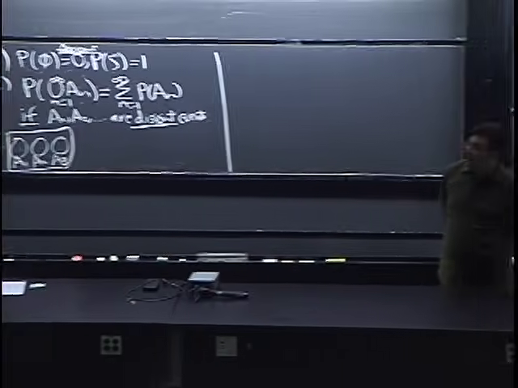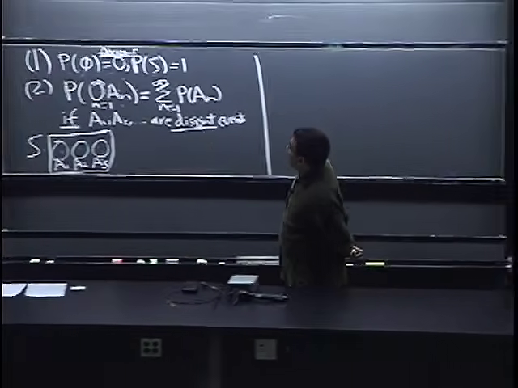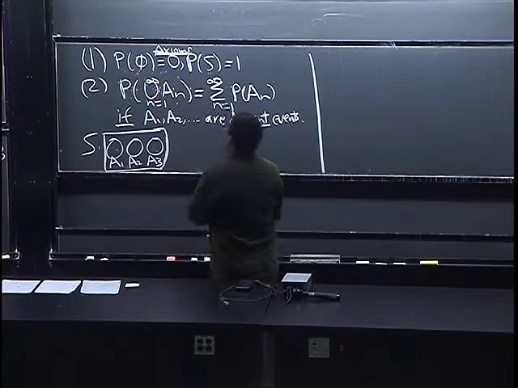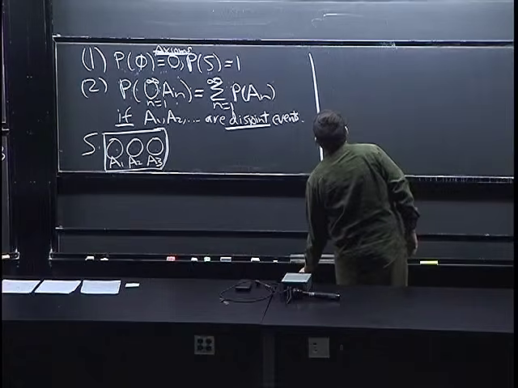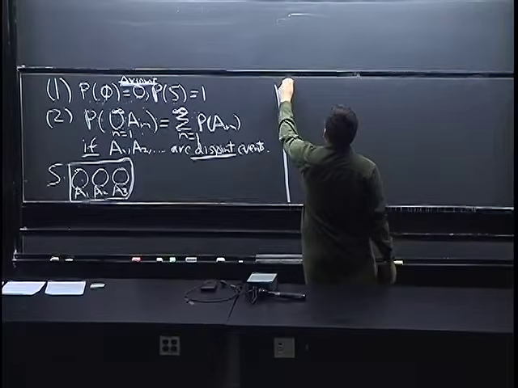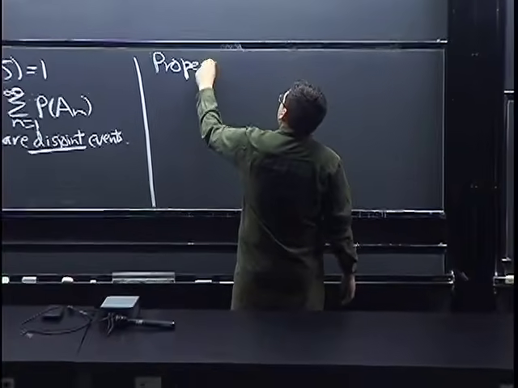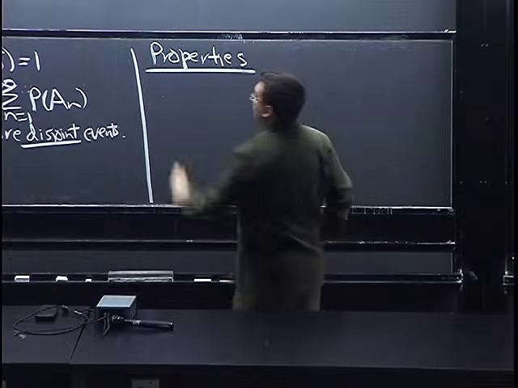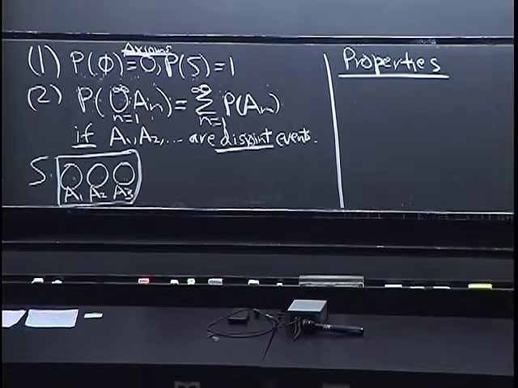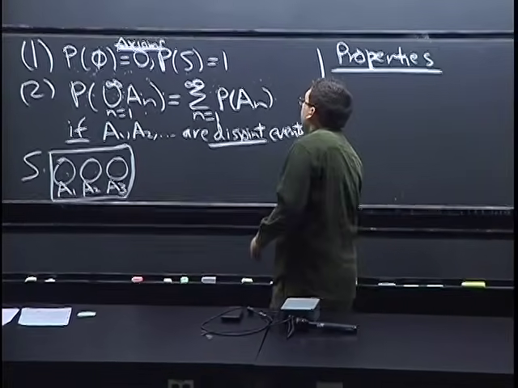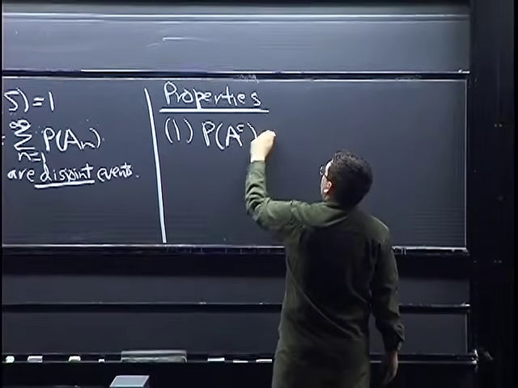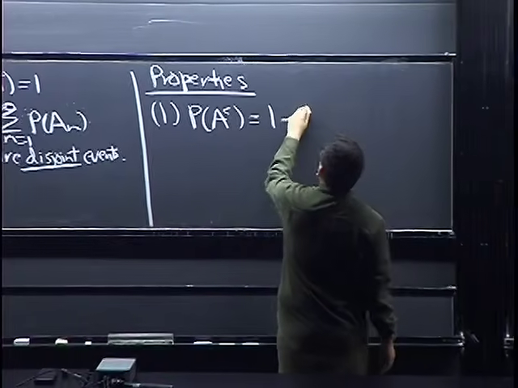Okay, so let's start with something simple. Let's just develop some simple consequences of these axioms. All right, so let's start with something that should also be very intuitive. I'll just call this properties. Some properties of probability that we can develop quickly from using these axioms. Okay? So the first one is very, very simple. The probability of A complement equals 1 minus the probability of A.